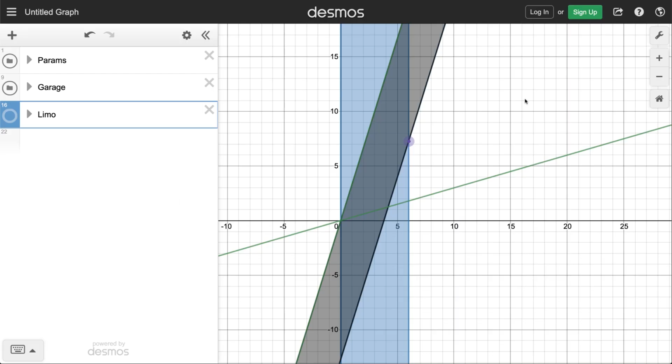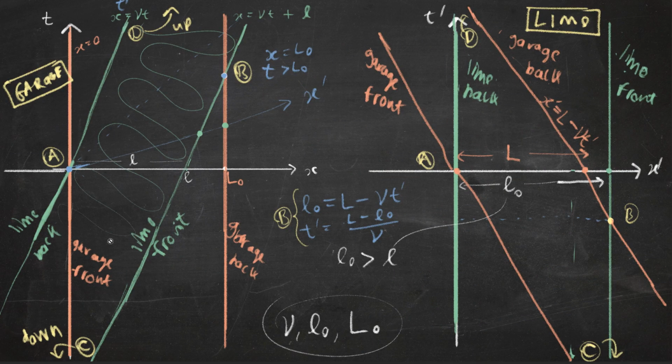Okay, so I wanted to do one final video with Desmos just to illustrate how all the variables play off one another, because I think it's a fascinating situation to look at. So I've plotted this situation in Desmos, and I've got the parameters big L0, little L0, and the speed v. Remember, little L0 is the proper distance of the limo, and big L0 is the proper distance of the garage. And this frame of reference is moving at speed v towards the right with respect to that one.